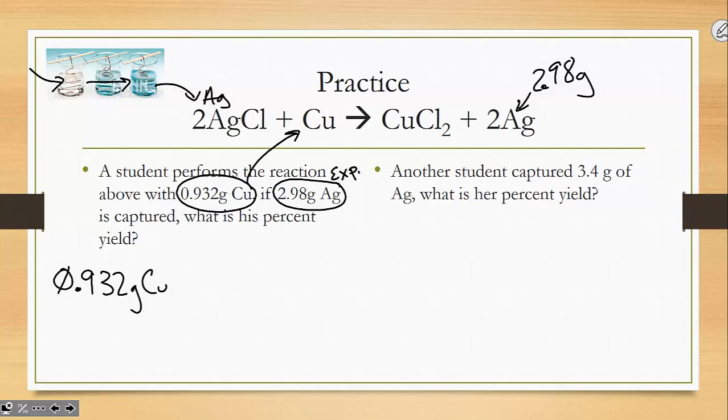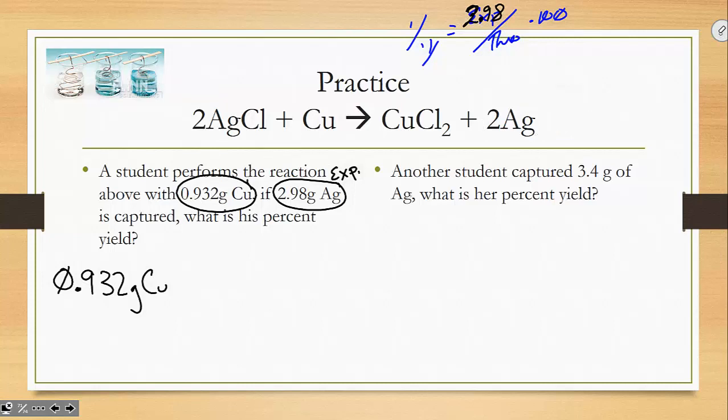To find our percent yield, we take our experimental yield divided by our theoretical yield times 100. 3 grams of silver is our experimental yield. It's what we got out of the experiment. It's the product. So we have our numerator for this calculation. We need a denominator. We need to know what our theoretical yield is in order to solve this problem.